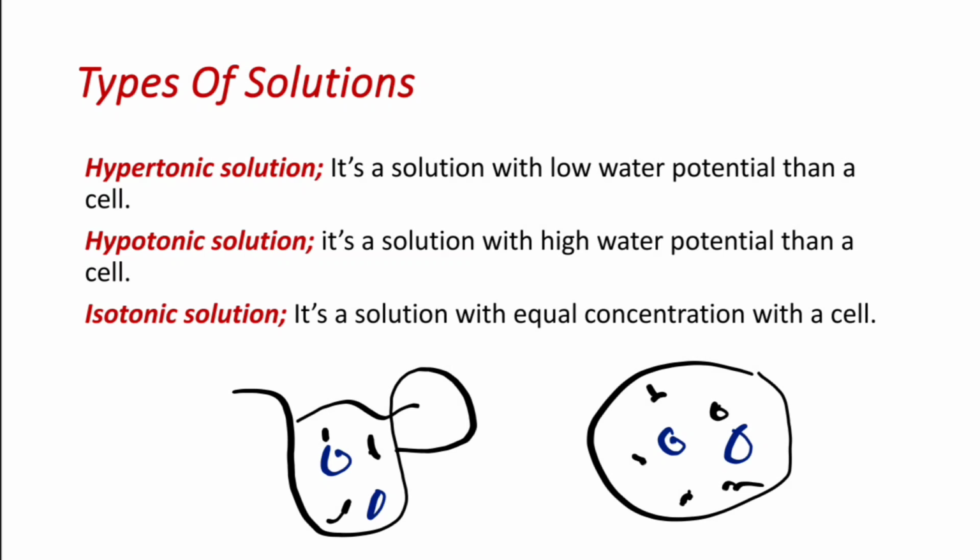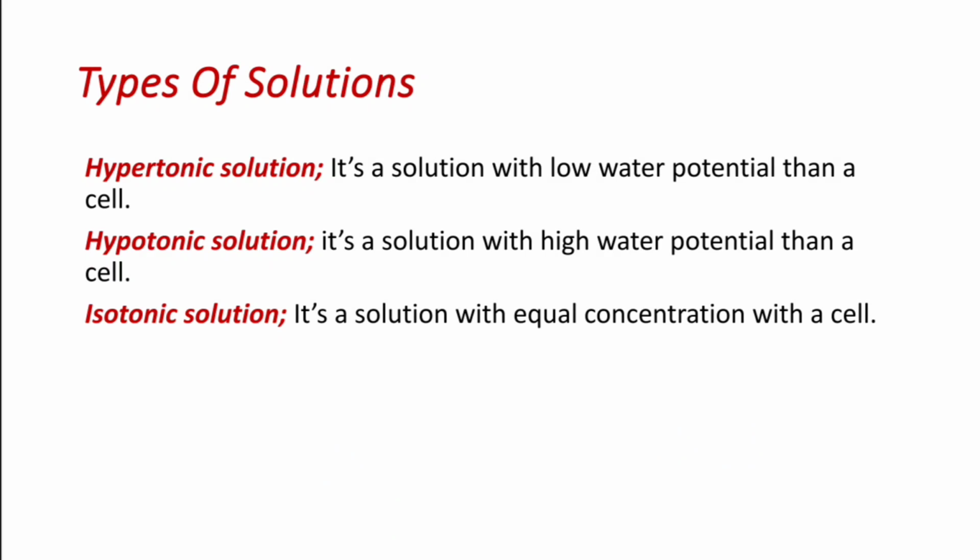So these are the three solutions that you need to know, my excellent students. Let's look at how they affect our cells, both animal and plant cell. Effects of the solutions on an animal cell. Now, before I look at the effects, note that isotonic solution has got no effect. Isotonic solution has got no effect on a plant cell or an animal cell. I repeat, isotonic solution has got no effect on a plant cell and an animal cell. Okay, keep that in mind.